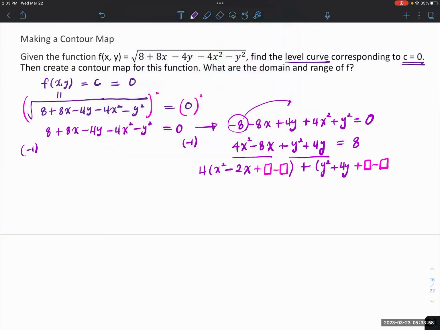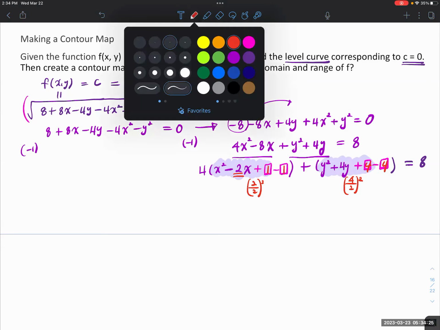How do I find that number? Equal to 8. You look at the coefficient, 2. You divide that number by 2 and square it. So 2 divided by 2 squared is 1, and 1. 4 divided by 2 squared is 2, and 4 and 4. Why am I doing this work? Because these 3 terms now are going to be a simple factor.